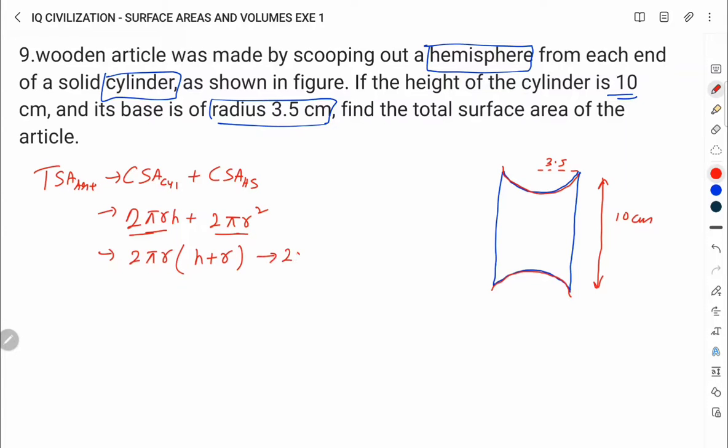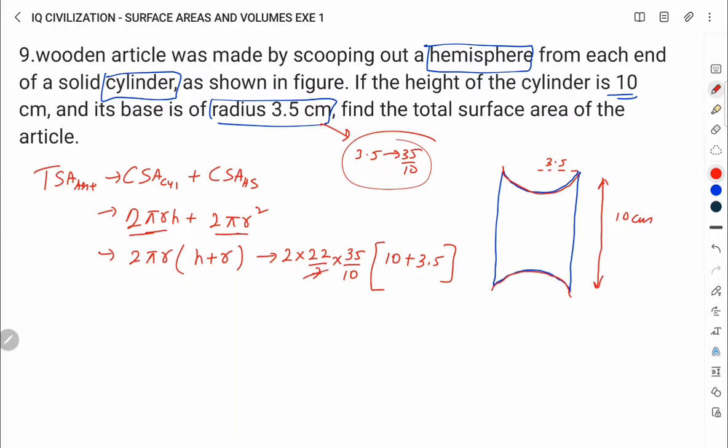Very good. So 2 into 22 by 7 into radius 3.5. So 3.5 I'll write as 35 by 10, just for our comfort. So 35 by 10 into height 10 plus radius 3.5. Very good. So 7 5s are 35, and this 2 and this 2 get cancelled. So here I'll get only 22 into 10 plus 3, 13.5. Okay, next.